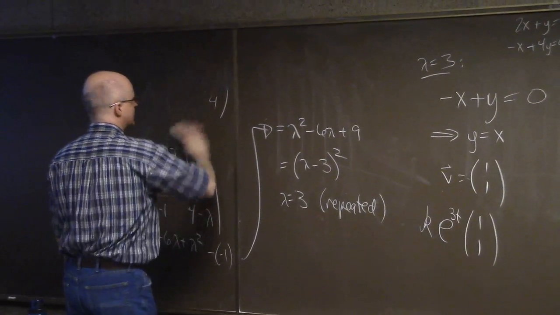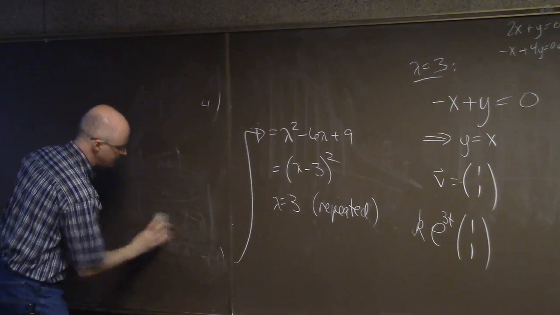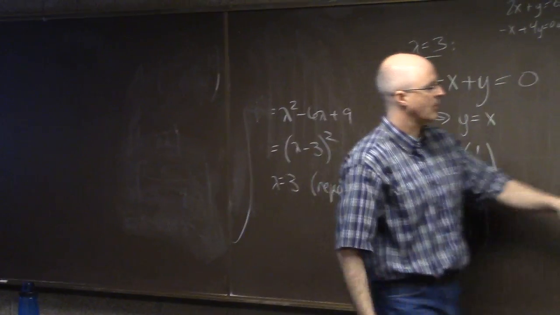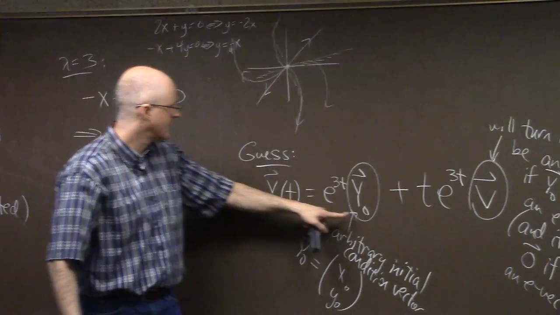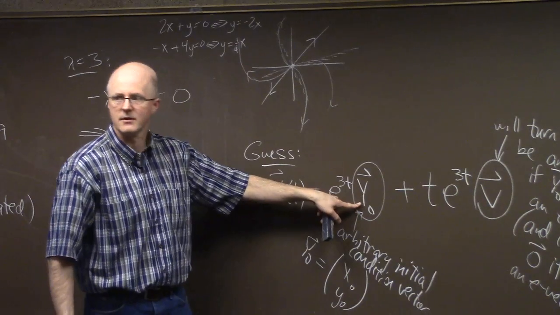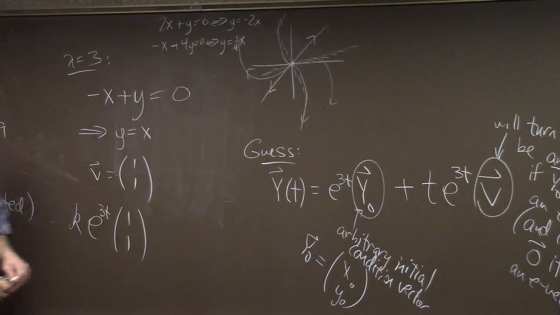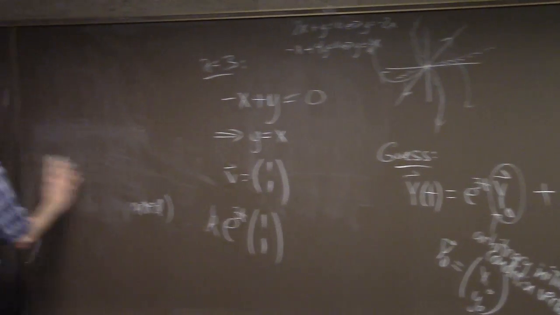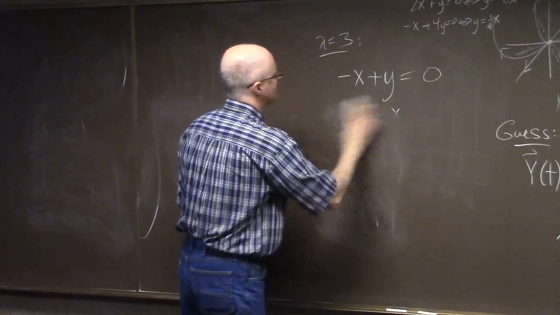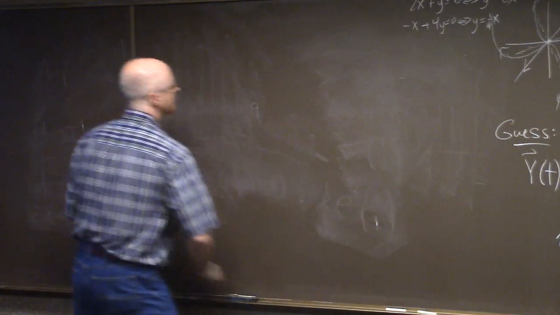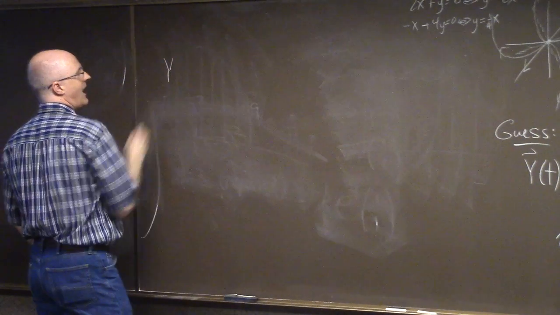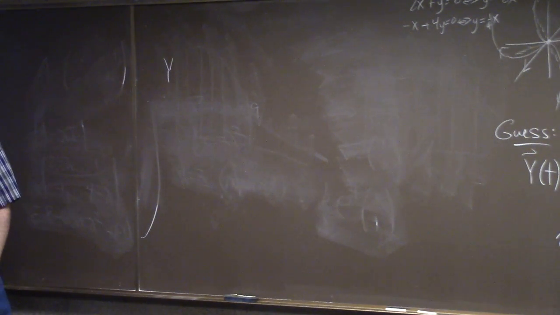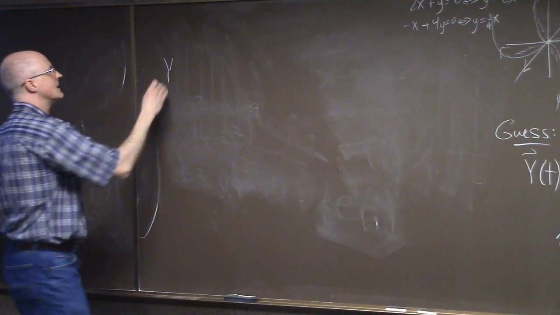Certainly that function satisfies the initial condition. Plug in t equals 0. The second expression here will be 0, the zero vector. That'll be 1 times y0. It certainly satisfies the initial condition. What's less clear is that it satisfies the differential equation. What kind of condition on v, and maybe its relationship to y0, would make it satisfy the differential equation?